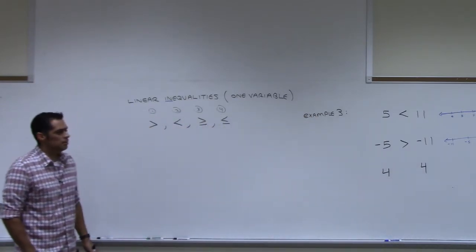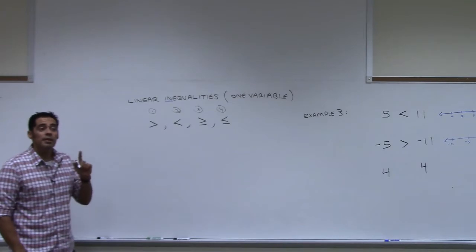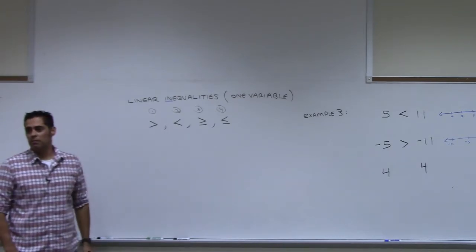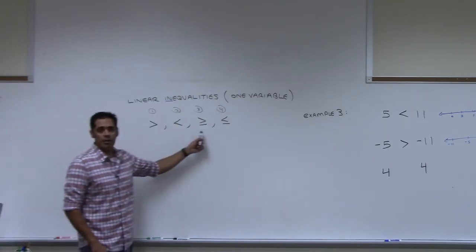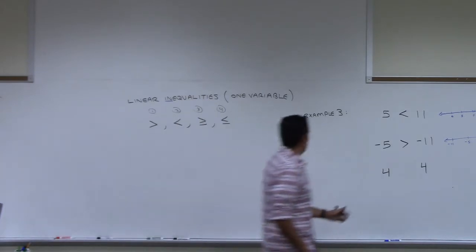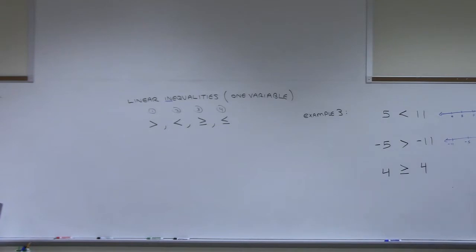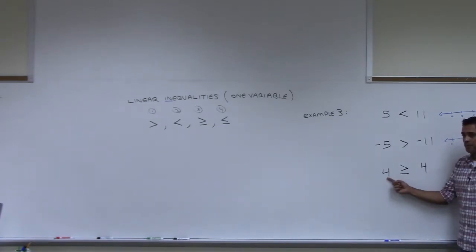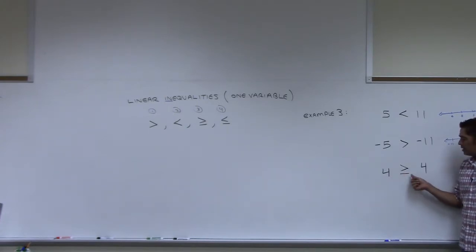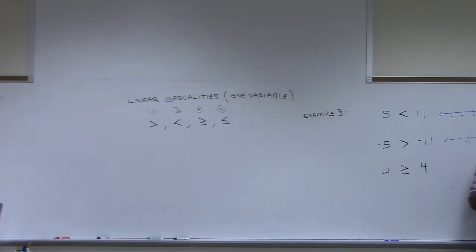Which symbol do I use? 3 or 4? 3 or 4 would work here. Let's see why 3 would work. How would you say this in words to me? 4 is less than or equal to 4. You could say 4 is less than or equal to 4, or you could say 4 is greater than or equal to 4. The key is that bar underneath means that if you have equality, it's okay to use the symbol. Okay?